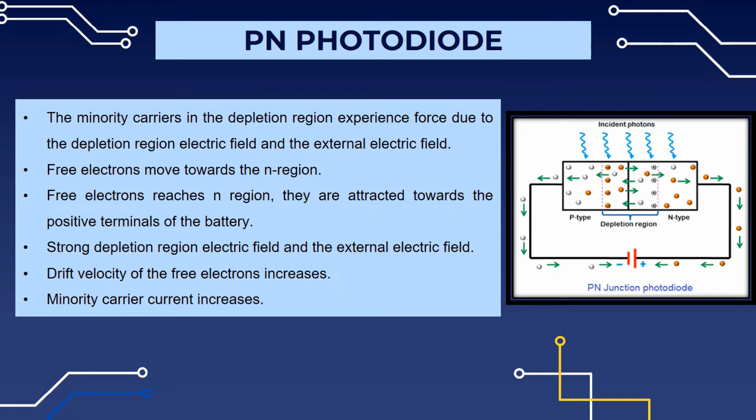The strong depletion region electric field and the external electric field will increase the drift velocity of the free electrons. Due to this high drift velocity, the minority carriers, which are free electrons and holes, generated in the depletion region will cross the PN junction before they recombine with atoms. As a result, the minority carrier current will also increase.